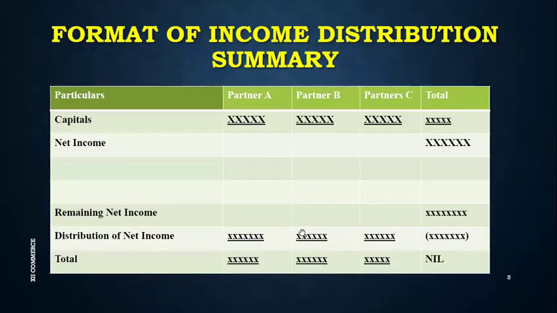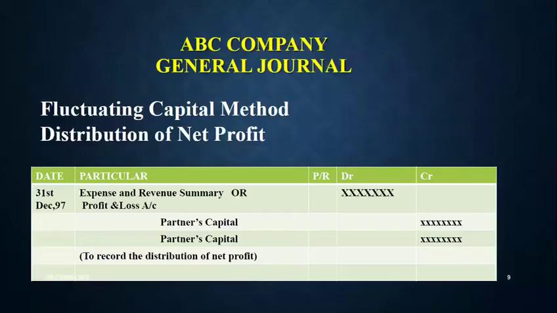Then we have this format of income distribution summary. Girls, what I have noticed in a few things is that if the partners' capitals are not given, you have to put a cross and leave this column as it is, but show this column at least. Another point: kindly practice this format twice or thrice at home, so that you are capable enough to go through the format. At least you must know the format. Once you know the format, you will be able to solve the question.